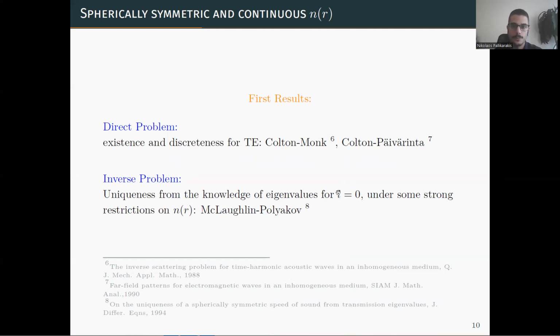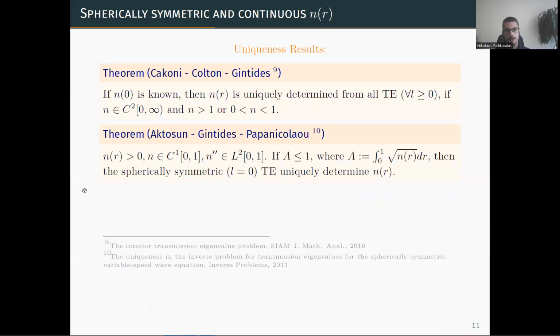We're going to discuss cases today, L being 0 or not. And this is the special case where L is equal to 0 and the eigenfunctions are also spherically symmetric. But this result was under some strong restrictions on the values of the refractive index. Some years later, some further uniqueness results appeared.